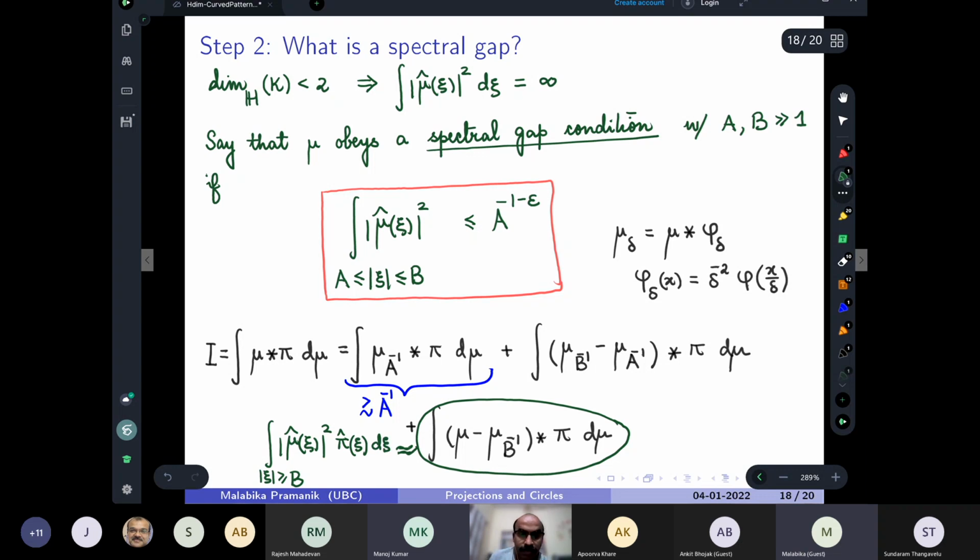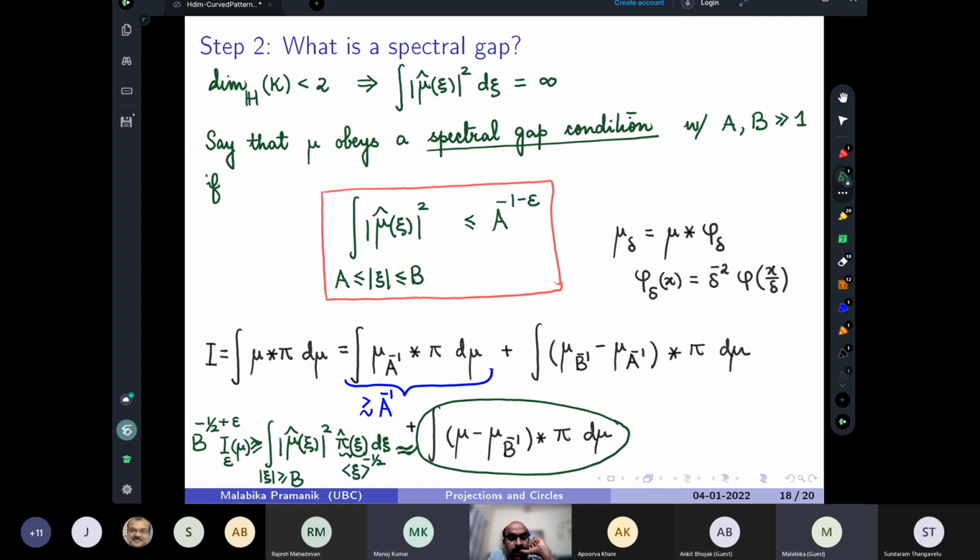Because we are on the parabola, the pi hat has some decay, and it actually decays like mod xi to the power of -1/2. And this means that you can pull out a power of b, and what is left is the energy integral of mu. So if b is very large, this is much smaller than A inverse.